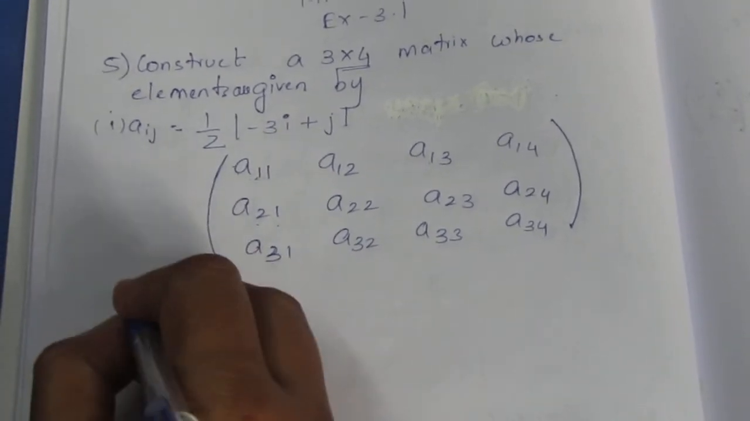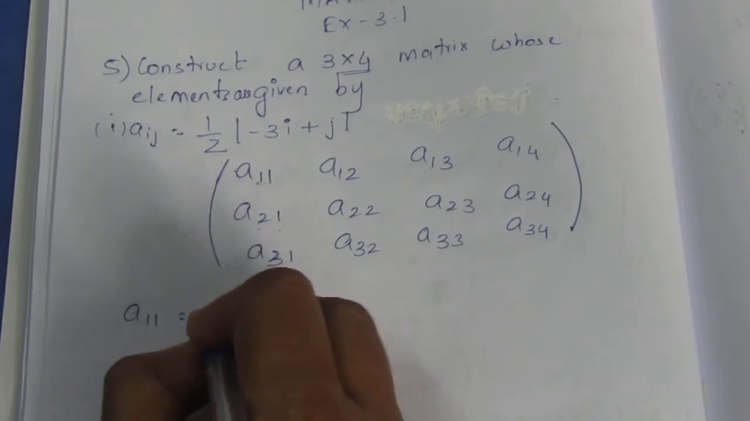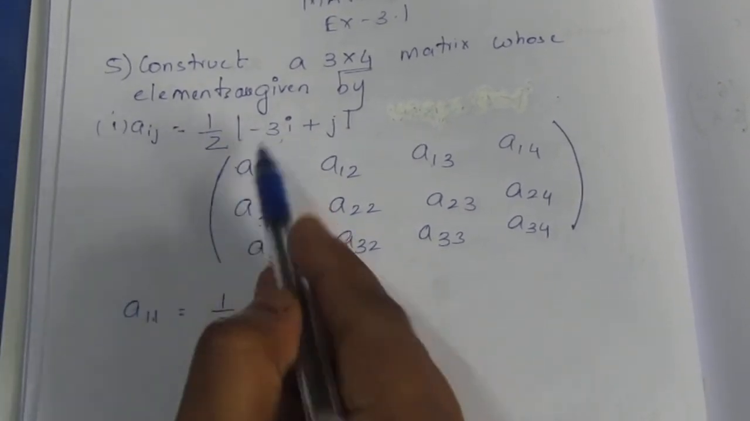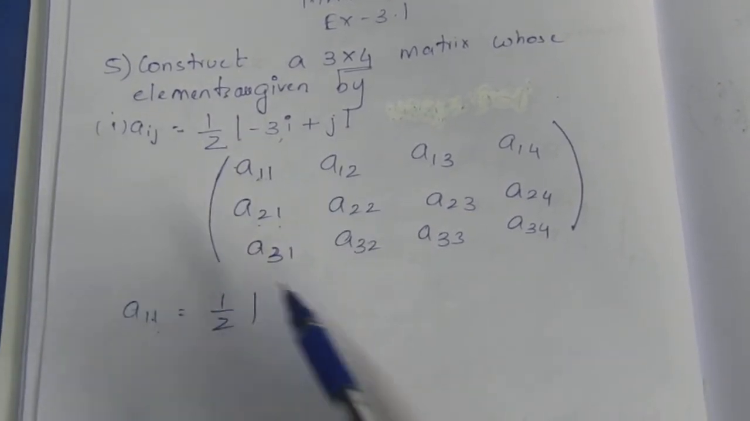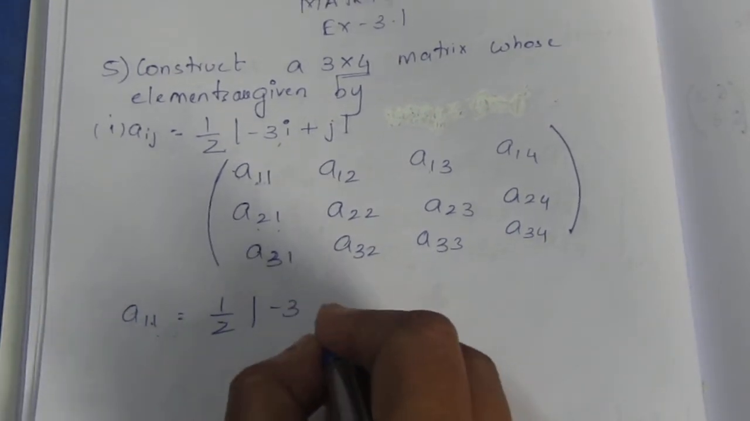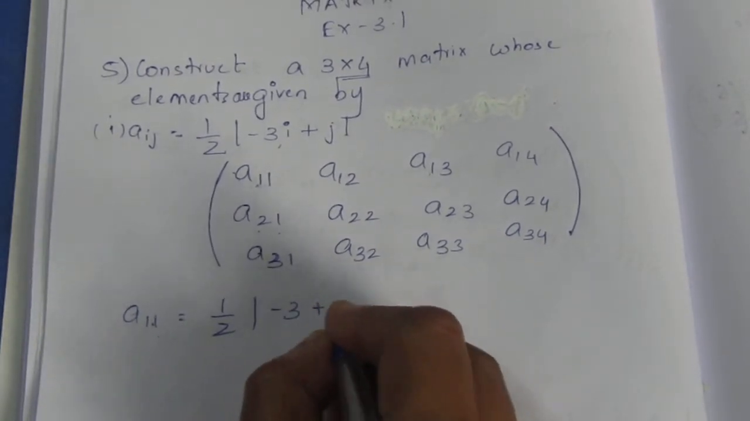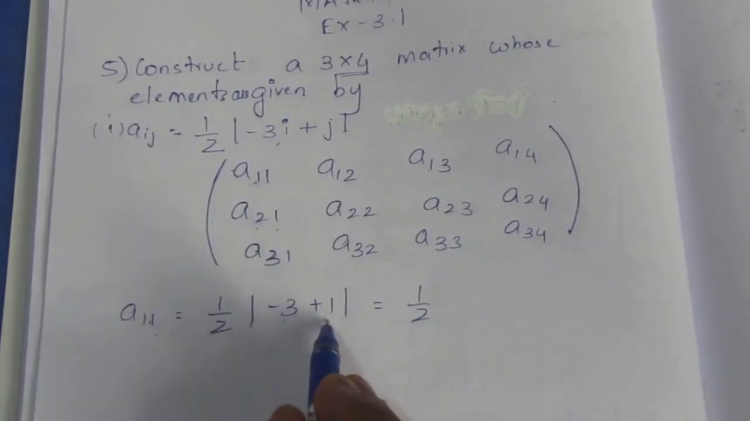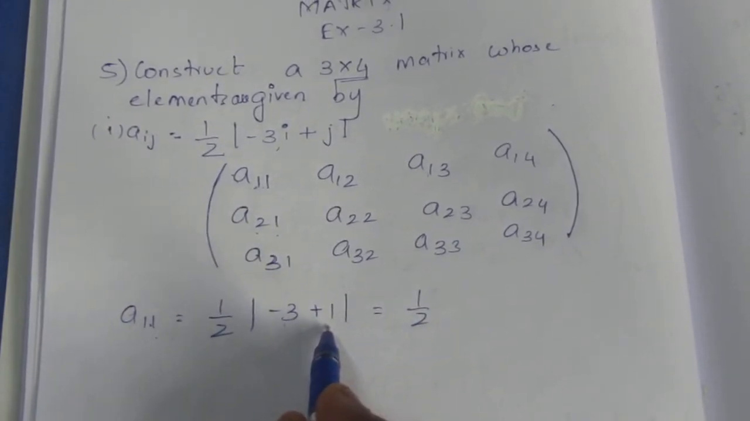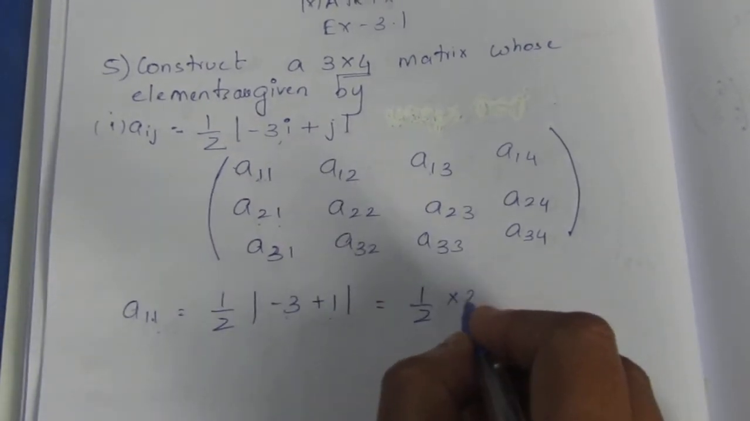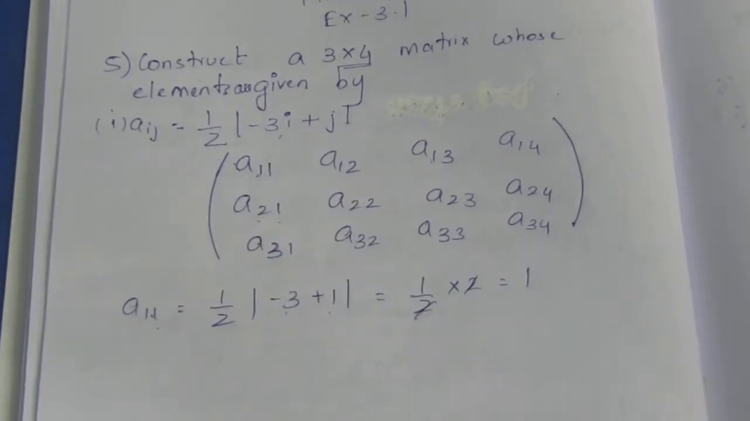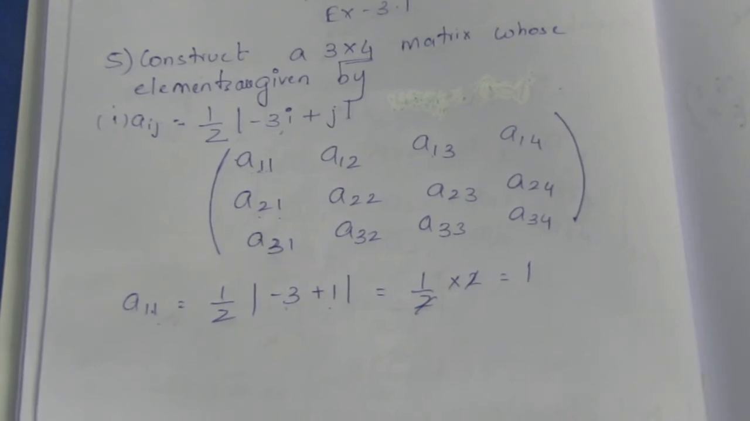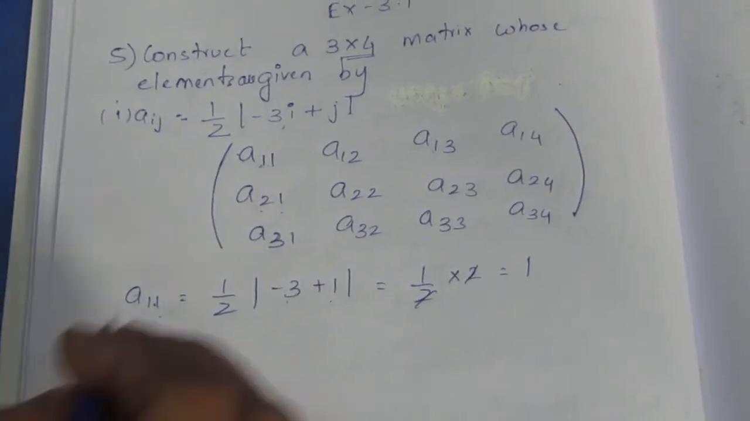Now A11 we need to find, which is half. In the place of i substitute 1, in the place of j substitute 1. Minus 3 into 1 is minus 3, plus 1, which is equal to half of modulus of minus 2. As we need to remove the mod, it becomes plus 2. So 2 by 2, now here it becomes 1. In the same way we need to find all the elements by substituting the values.